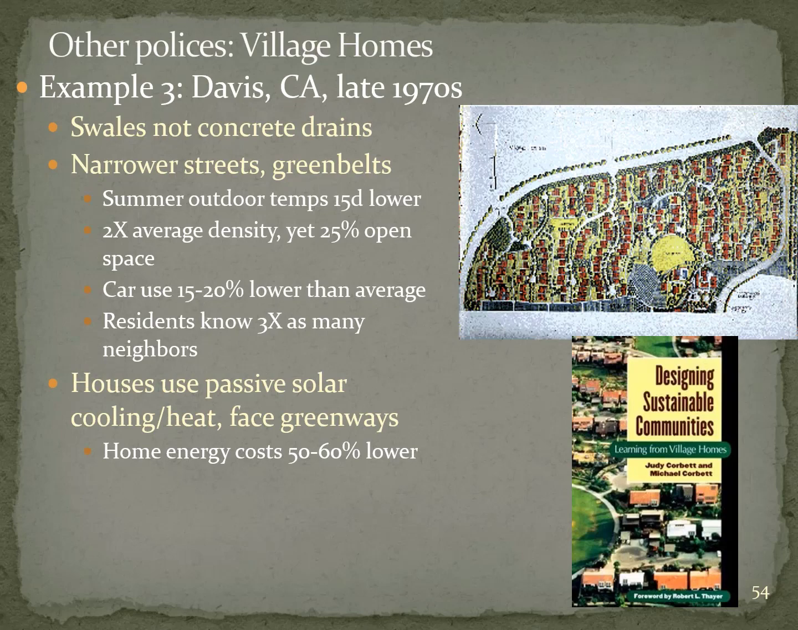And the houses use passive solar cooling and heating. So they face the greenways, and just by the way the architecture is designed and the surroundings are designed, the heating and cooling for the home is regulated more by the design, by the way the sunlight enters or doesn't enter the house, by what type of materials surround the outside of the house. And so home energy costs are 50 to 60% lower because people don't need to use heating and AC nearly as much, if at all.